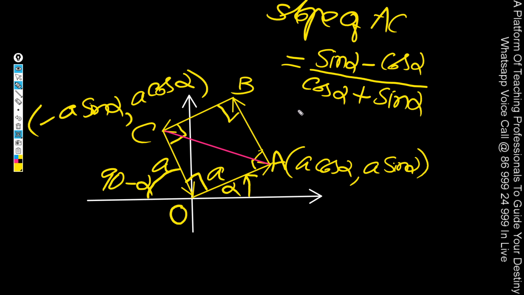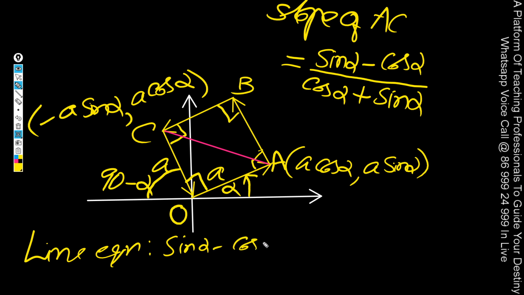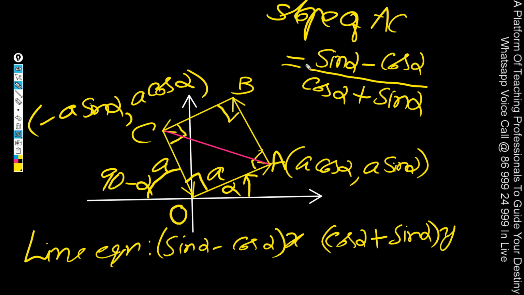You got the slope. Now how to write the line equation? The line equation is directly written like this. Now I am writing the line equation. See this please. Multiply the numerator of the slope with x and the denominator with y, and change the sign in between. What is the sign for the slope here? Plus. And you have to write minus here.